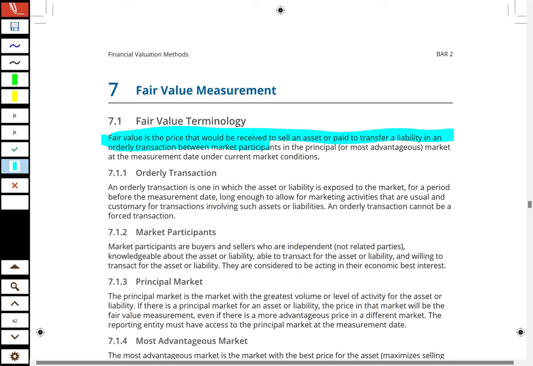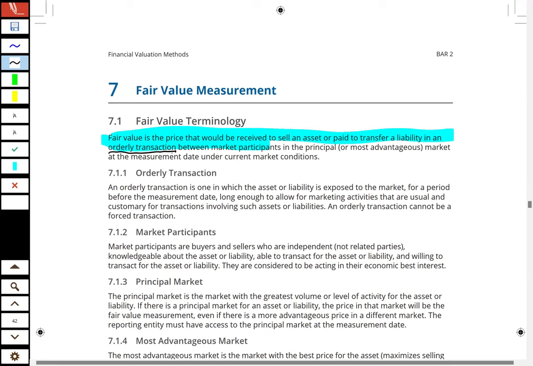Now, what happens when we say orderly transaction, what does that mean? Everybody's nice to each other? No, it means that we're not having a fire sale. Think about it this way. You have time to market your house. It's not that you can't make your payments or whatever. You have time to market it and get a good price for that. That's what we mean by orderly transaction.